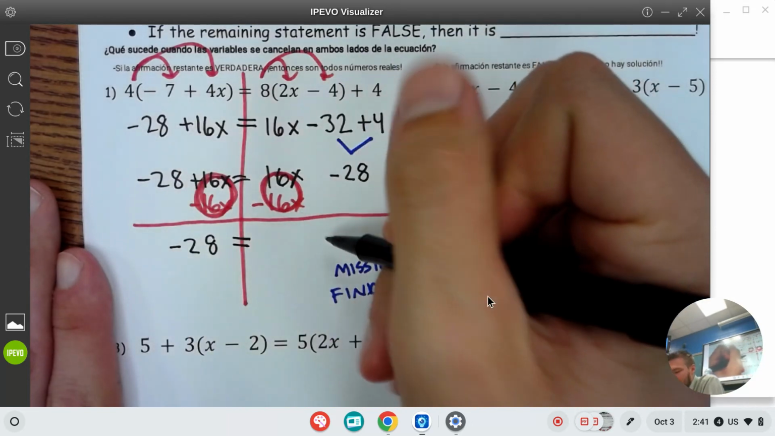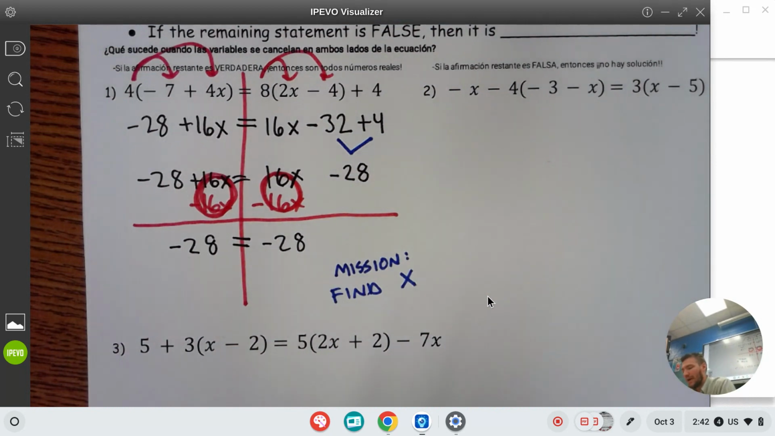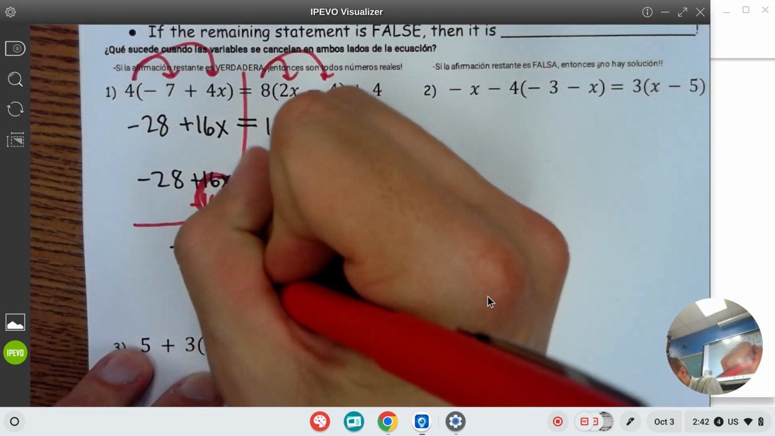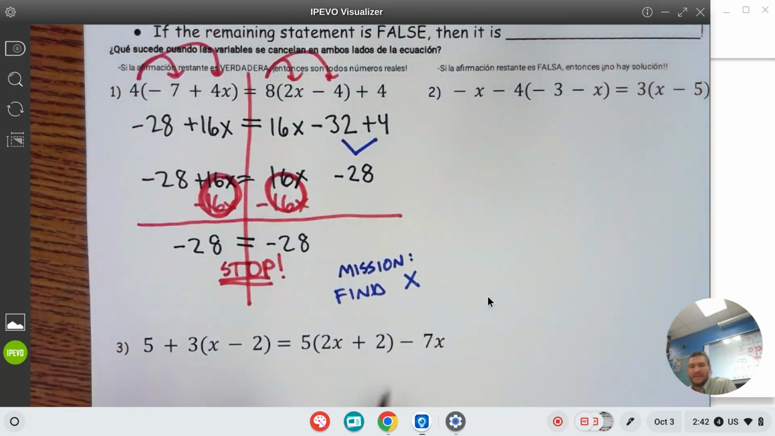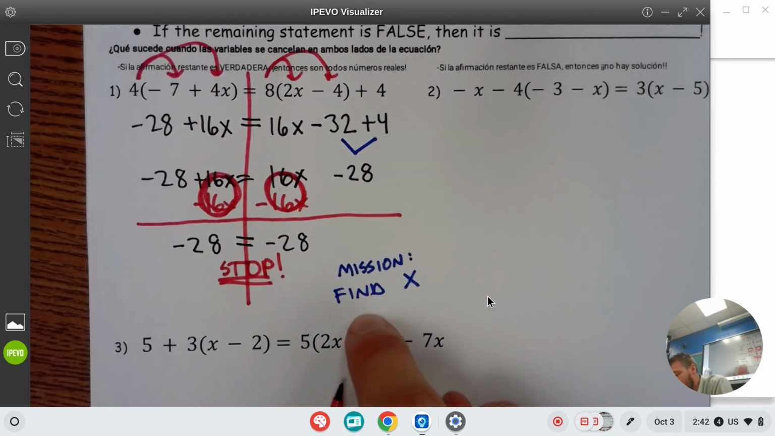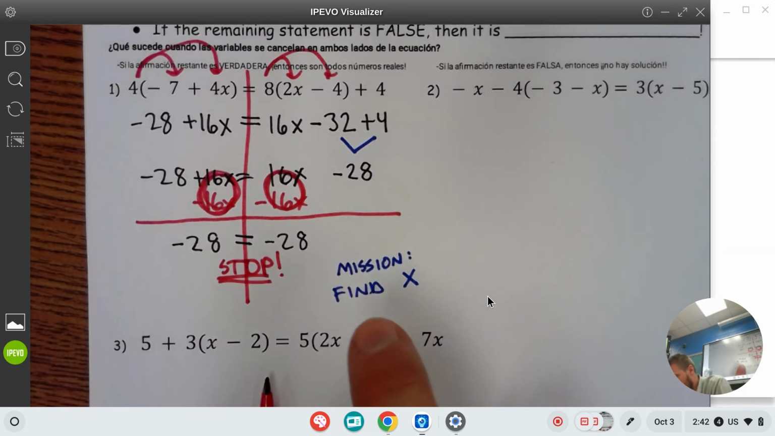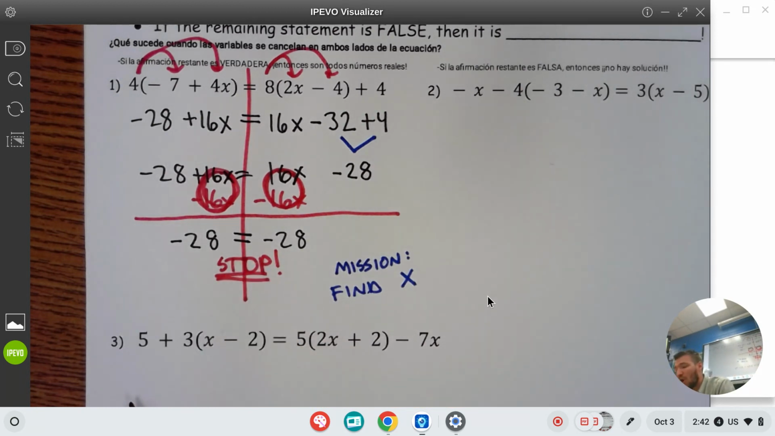And what's on the right side? Negative 28. Now, don't go any further. We want to stop right here, because there's no more x's. And what is our mission? To find the x. Can we find the x anymore? No. There is no way to find the x because the x's are literally gone.